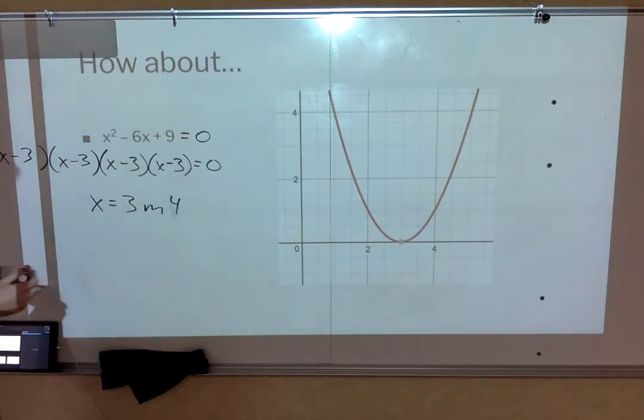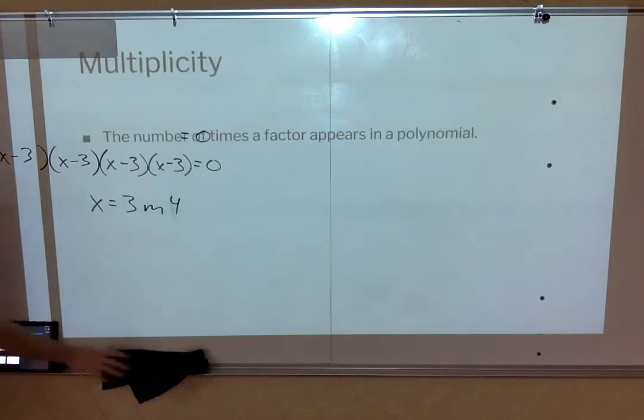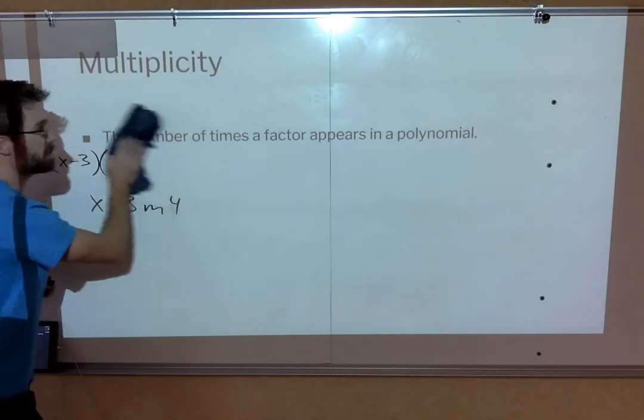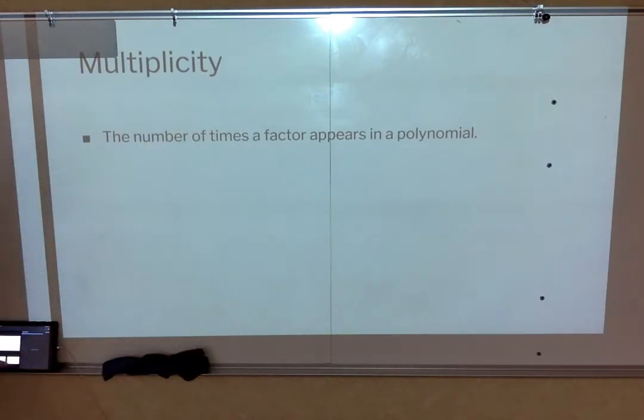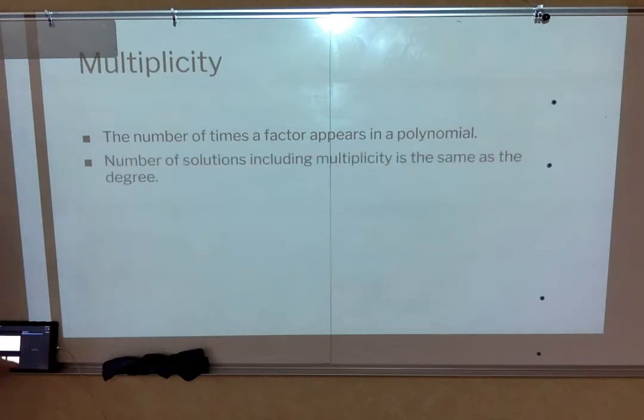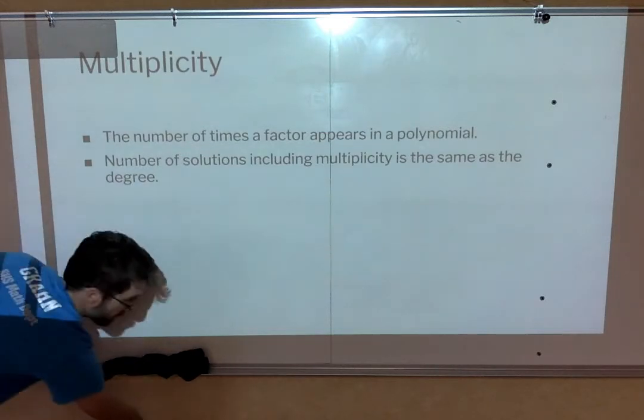Okay, so what is multiplicity? Multiplicity is the number of times a factor appears in a polynomial, or the solution to that factor appears in the polynomial. The number of solutions including multiplicity is the same as the degree.